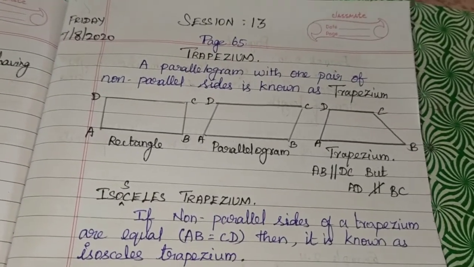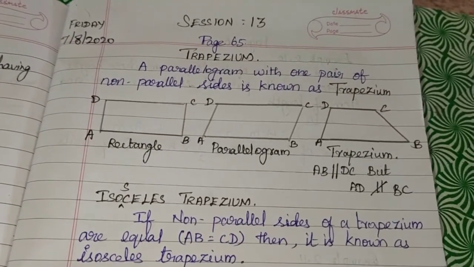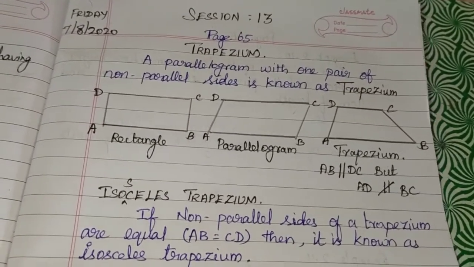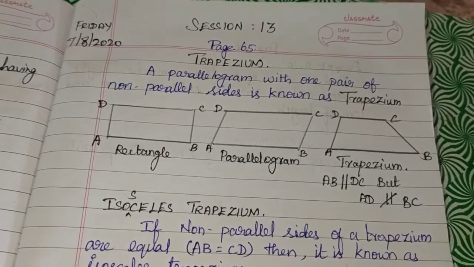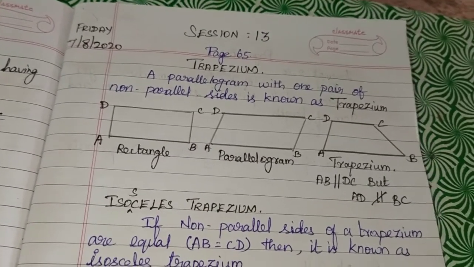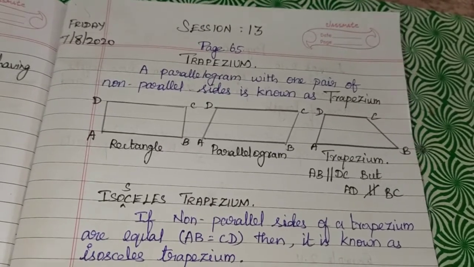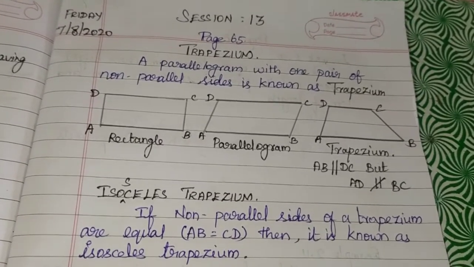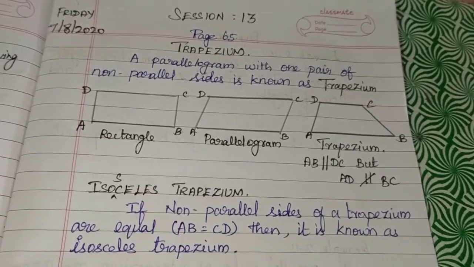Before I start this class, I want to recall the previous class. In the previous class we learnt about the rhombus, and how to find the area of a rhombus. Now we are going to learn how to find the area of a trapezium. Trapezium is also one of the shapes.